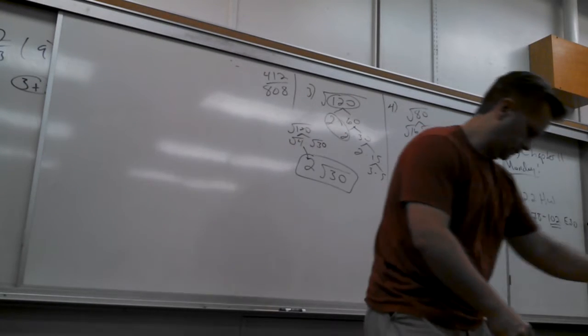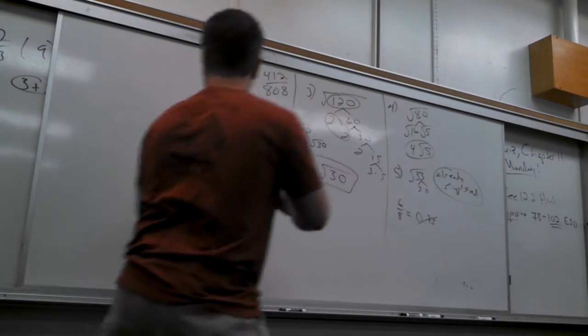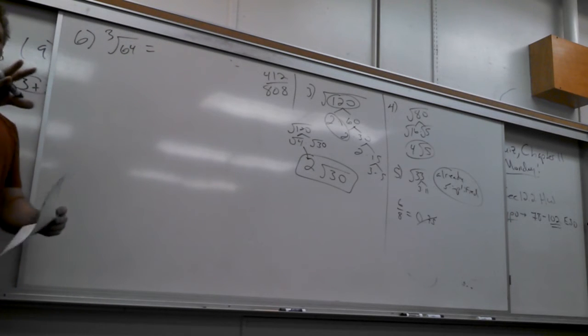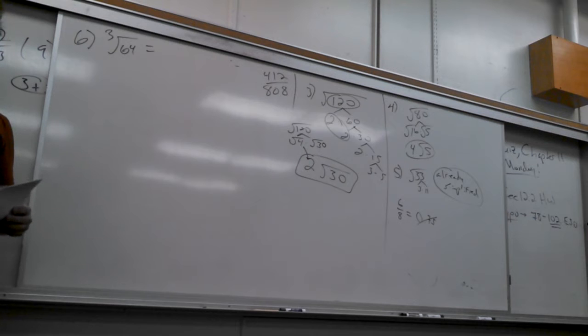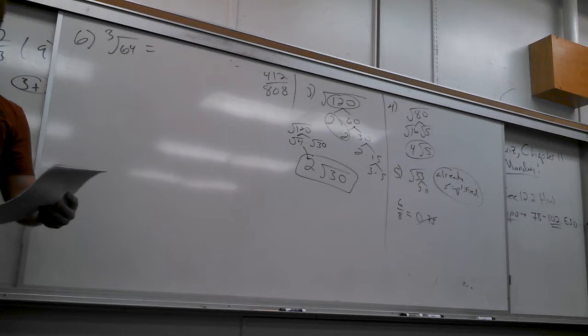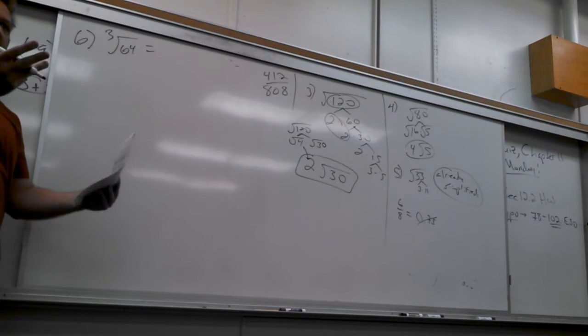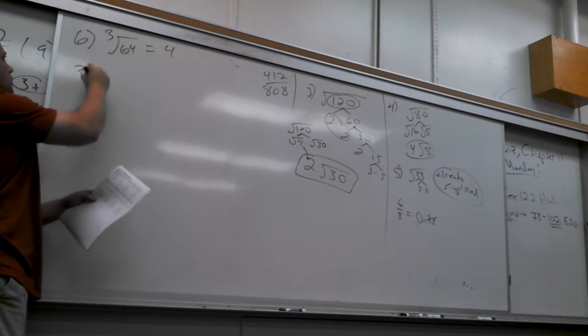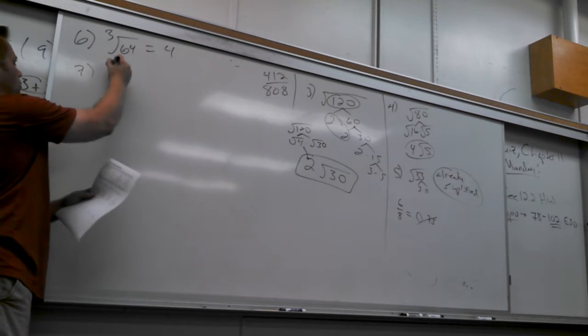Let's see. 4, 5, 6. There we go. Now I got some cube roots. This one should be quick. The reason I threw this in the mix is that when you learn a new method, you sometimes forget that you don't always have to use it. The cube root of 64 is just 4. We know that. So I like that some of you guys went a little crazy on it, but it's just 4.